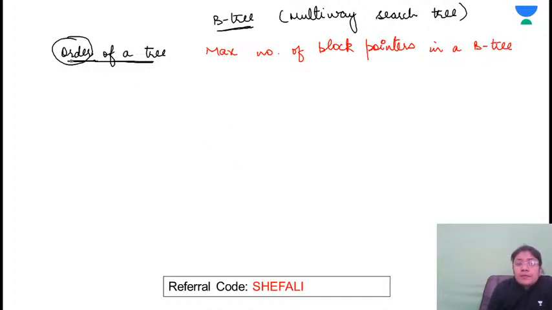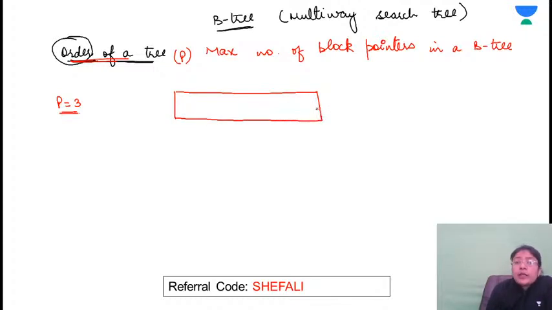For example, if I'm saying that the order of a tree is P, and you are given that P is equal to 3. Order of a tree is given as 3. So this means that, let's consider one node. Block pointer means which is pointing to the next block, and record pointer is where it is pointing to a particular record in the database file.